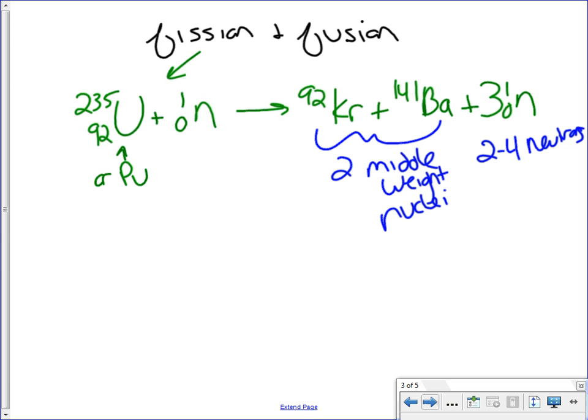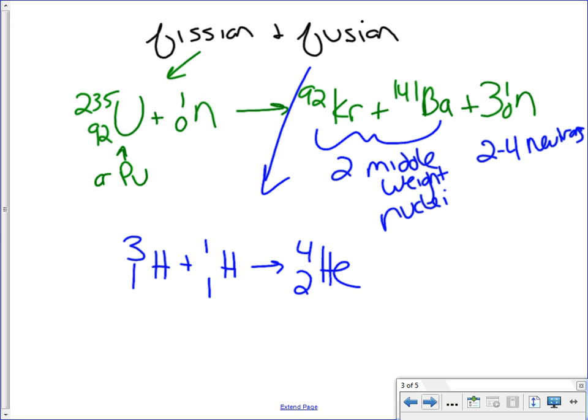Fusion, on the other hand, only involves 2 elements, okay? The only elements in nuclear fusion are going to be hydrogen and helium. This is an example. Okay? That's an example of nuclear fusion. You may have an extraneous neutron or proton, so it could look like this. Okay? But the only elements are hydrogen and helium.